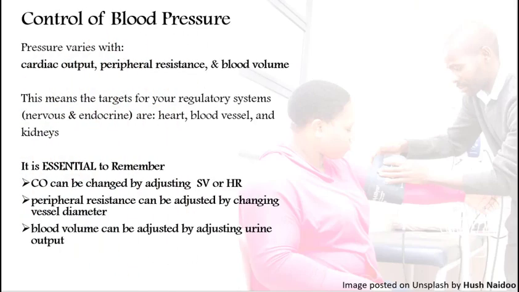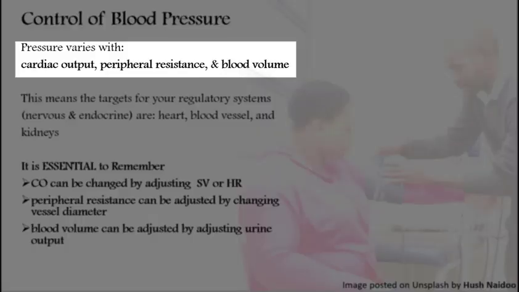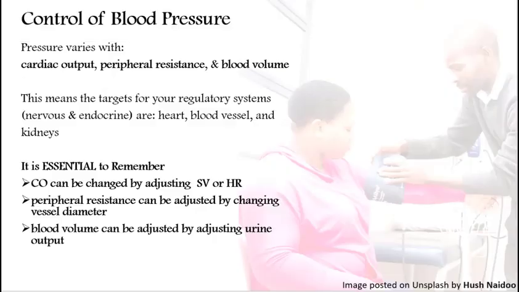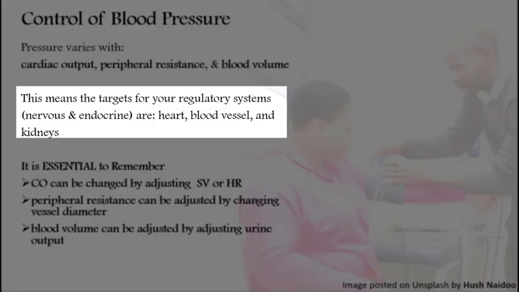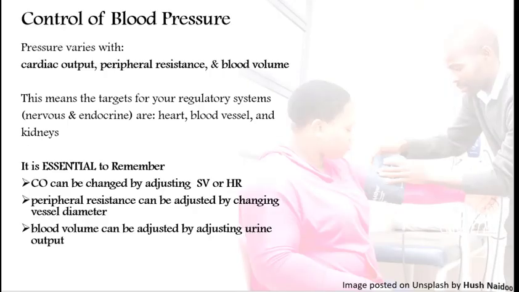Let's revisit blood pressure. As we have already mentioned, the variables that affect blood pressure are cardiac output, peripheral resistance, and blood volume. This means that the targets for your regulatory system, the nervous system and endocrine system, are the heart, the kidneys, and the blood vessels.